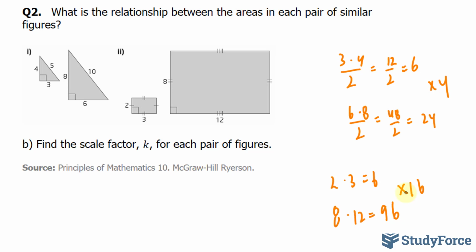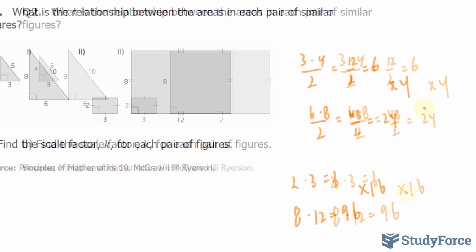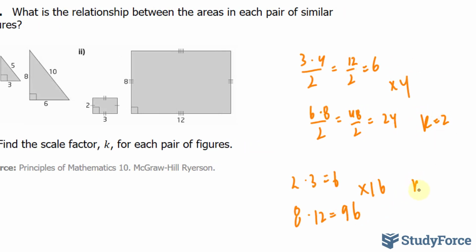Since each side length of the larger triangle is 2 times the length of the corresponding side of the smaller triangle, as shown in the diagram, the scale factor is 2. And similarly, since each side of the larger rectangle is 4 times the length of the corresponding side of the smaller rectangle, the scale factor is 4. And we represent that as K is equal to 2 and K is equal to 4. Now we have to determine what the relationship between the area of the small, area of the large, and K is. Let's look at this carefully.